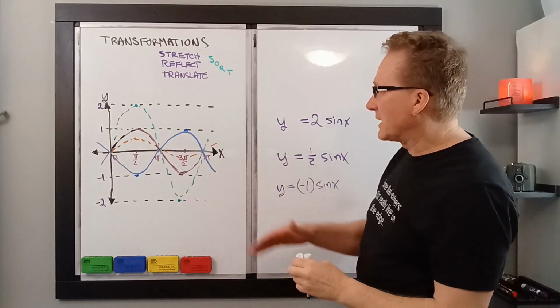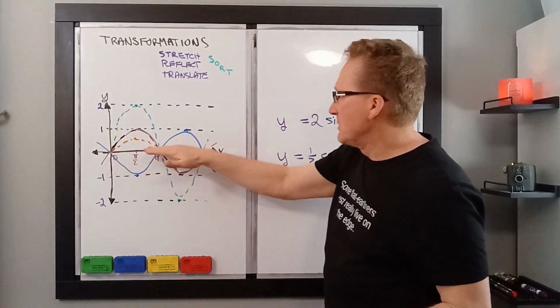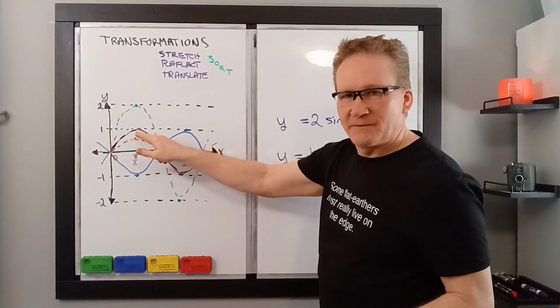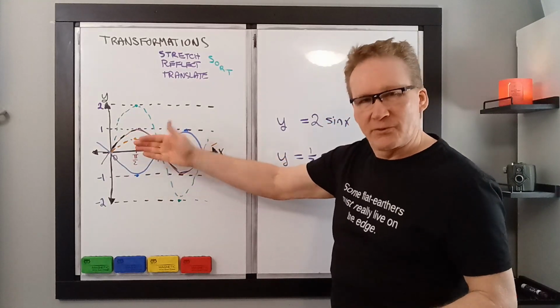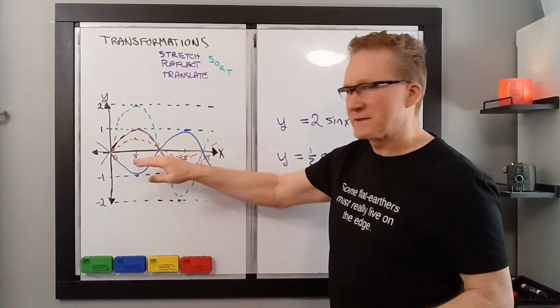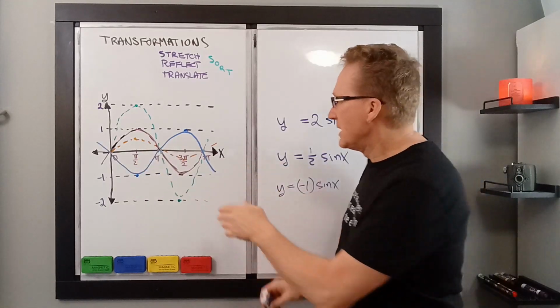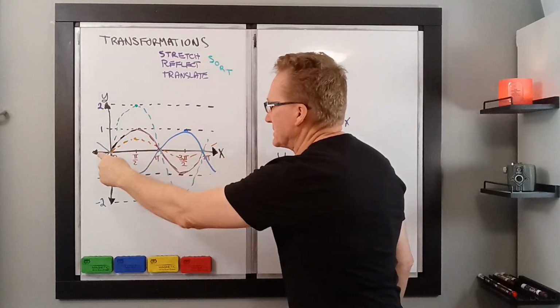Or you could think of that as if the x-axis is a mirror and you're taking this function here and reflecting it in the x-axis or through the x-axis or over the x-axis. People will use various words for that. It's a reflection, like the x-axis is a mirror.